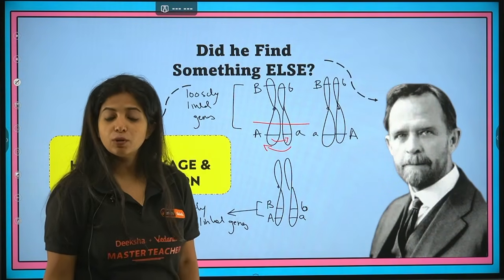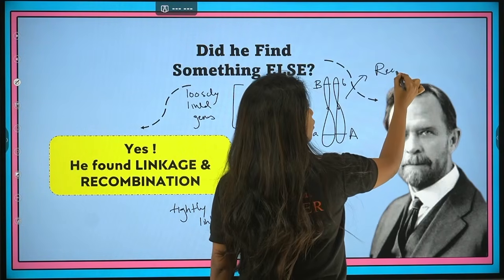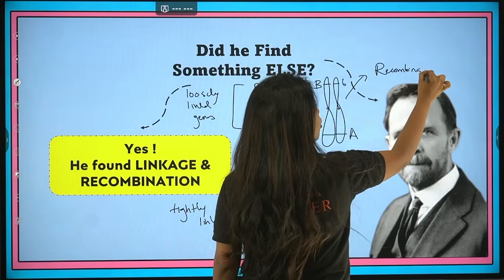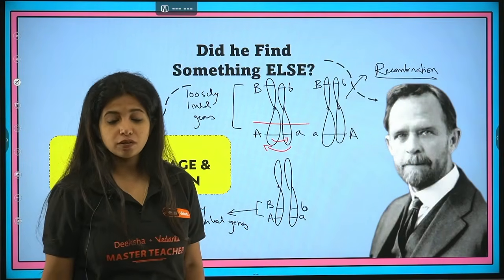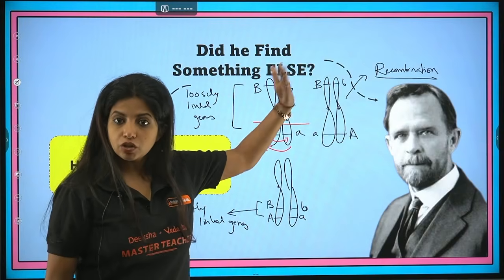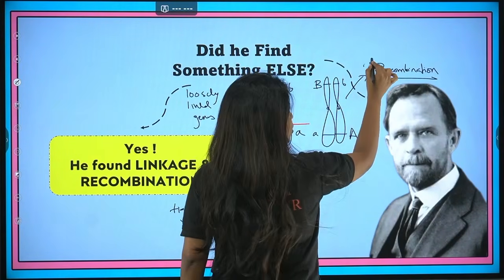What do you call this? You call this recombination, or basically a new combination out there. And isn't the recombination percentage very high? There is a new combination being formed, right? When they are very far from each other, I'll say the recombination is very high.